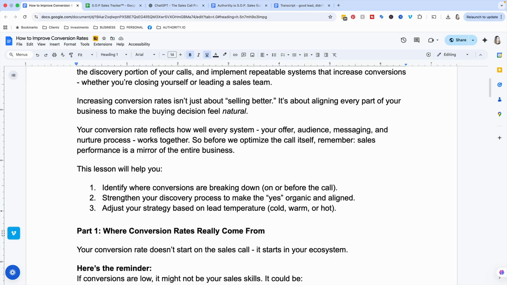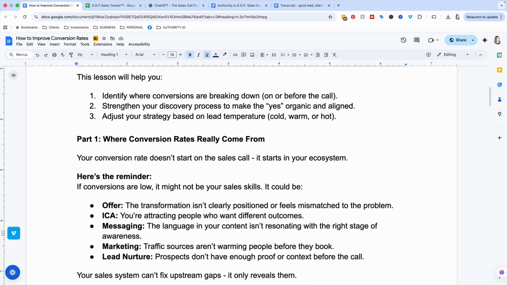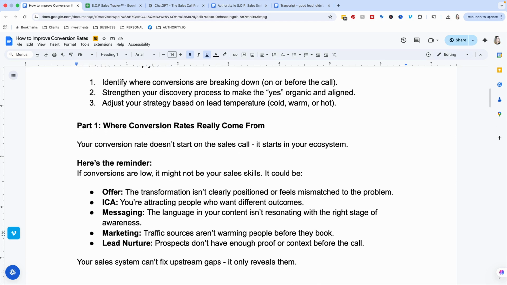So before we optimize the call itself, remember, sales performance is a mirror of the entire business. I know I've said this a lot, but it's so important because people try to fix a sales problem when really it's a messaging problem or a leads problem or an ICA problem, and that is just a losing battle. So this lesson will help you identify where conversion rates are breaking down on or before the call, strengthen your discovery process to make the yes organic and aligned, and adjust your strategy based on lead temperature, whether they are cold, warm, or hot.